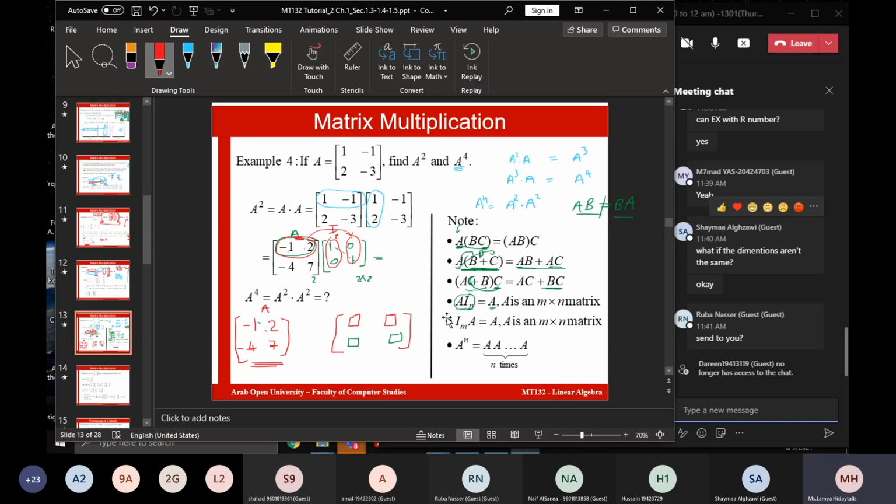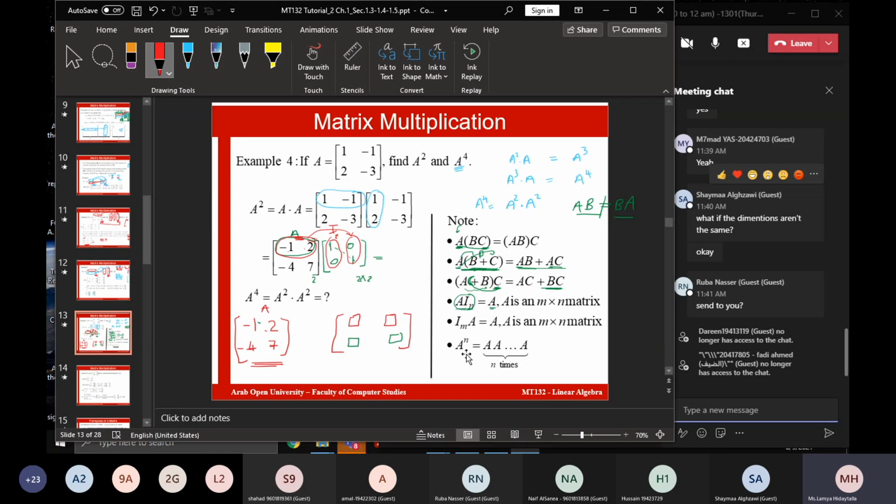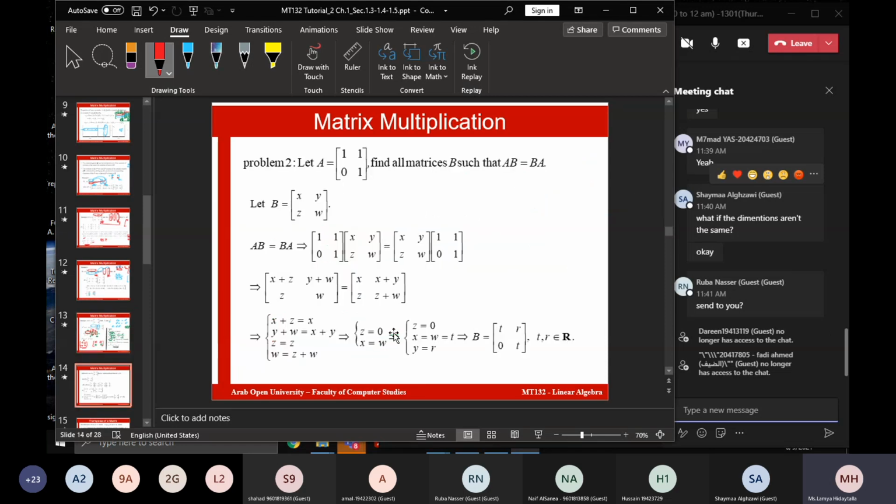And the identity times A also equals A, whether on the left hand side or the right hand side. But make sure of the dimension of the one you are going to multiply by, because we need the number of columns of the first to equal the number of rows of the second. So if it is from the left, it should have the same number of rows as this one to manage the multiplication. What is the meaning of A to the power n? We said it means A times A, n times: A multiplied times A times A, n times.